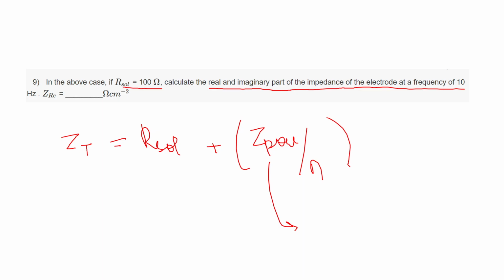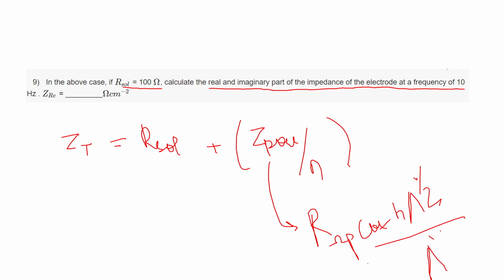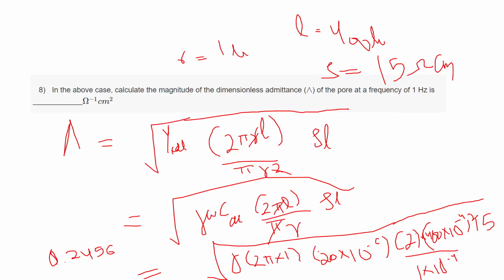You have to find out Z4, that is the impedance of the pore. You need to know what is that? That is R coth of H raised to 1 by 2, impedance admittance is 1 by 2. You'll have to find out what is the dimensionless admittance. So for that you again know what is dimensionless admittance formula, that is same as this one.